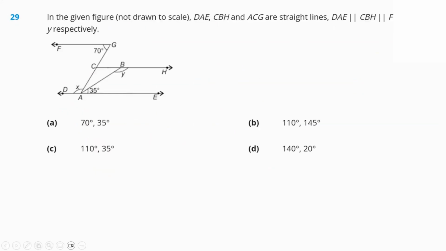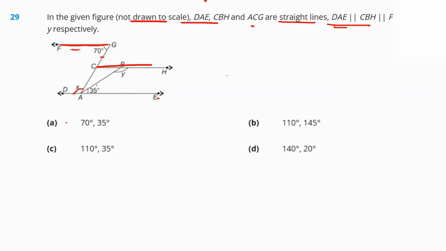Next, question number 29. In the given figure again, which is not drawn to scale, this is x. This is 70 degrees. This is 35 degrees. It said that DAE, CBH, and ACG are straight lines. The bottom line is parallel to this and this, which is clearly visible. So you have to find x and y respectively.